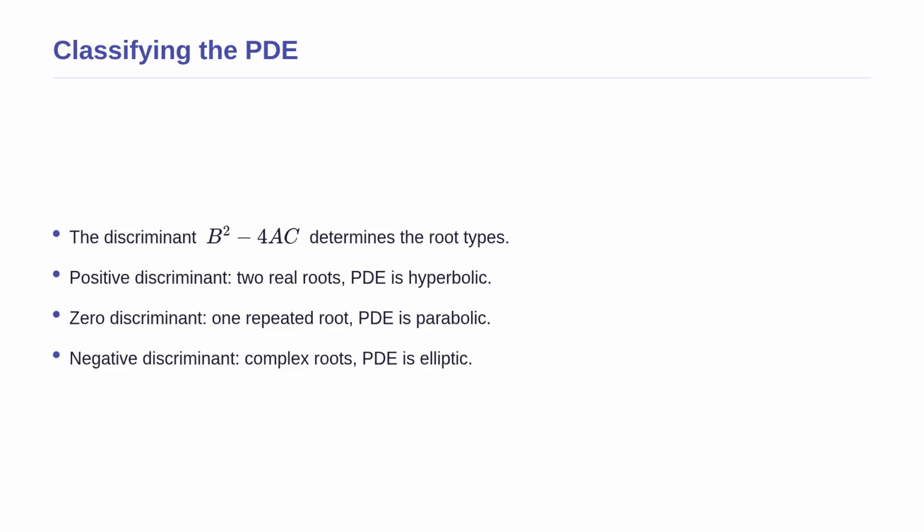Before we solve an equation, we can classify its behavior using the discriminant from our quadratic formula, b squared minus 4ac. Just like in basic algebra, this value tells us what kind of roots to expect. If the discriminant is positive, we get two distinct real roots, meaning the PDE is hyperbolic, behaving like a wave. If it is exactly 0, we get one repeated real root, making it parabolic, like heat spreading. If it is negative, we get complex roots, and the PDE is elliptic, like a steady electric field. This classification dictates our next steps.